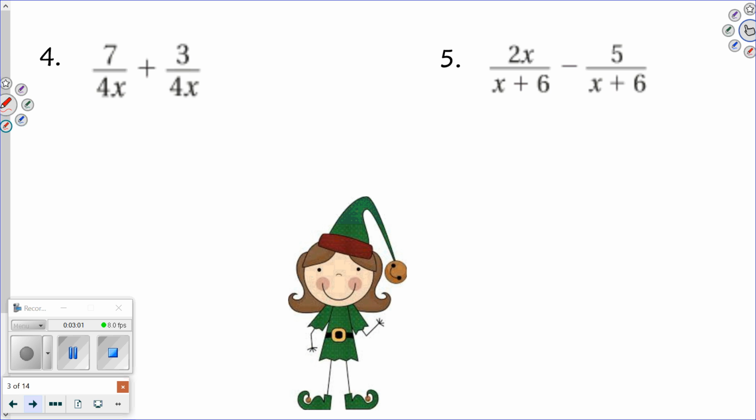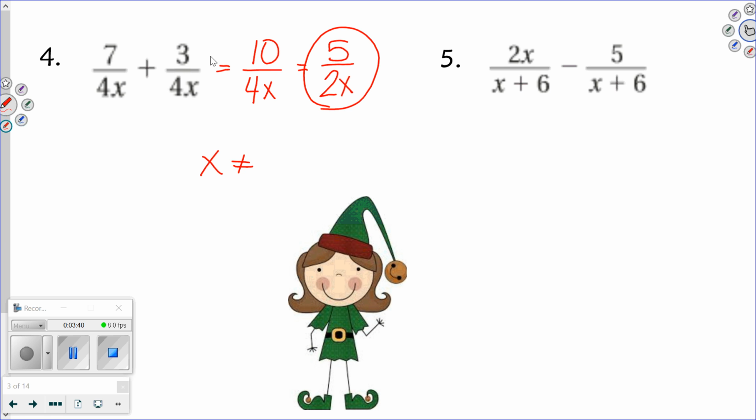So 7 over 4x plus 3 over 4x is 10 over 4x. Right? I mean, just looking at a very basic one, the denominator is already the same, stays the same, and you just add at the tops, right? Oh, I remember if it's not held with a plus or minus, I can break that apart, right? Yeah, so I can break that apart. So I can divide them both by 2, and I get 5 over 2x. What are your restrictions? X cannot equal 0.